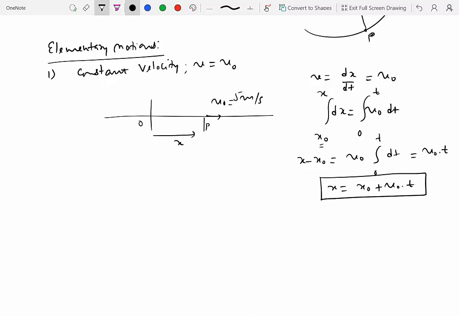This is the sort of relationship that you have probably used in middle school to analyze very simple motion, where you assume constant velocity, right? So you could obtain the position of a particle if you knew the velocity, the time interval elapsed, and what its initial position was.